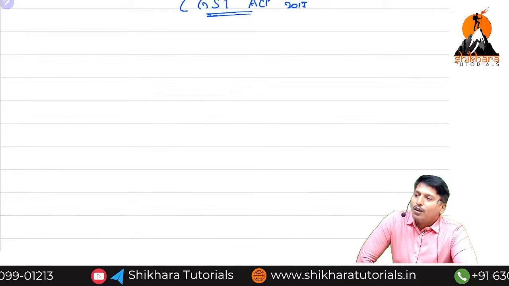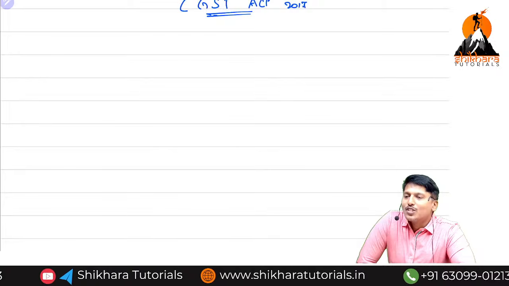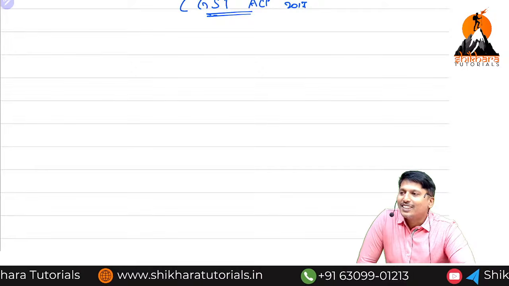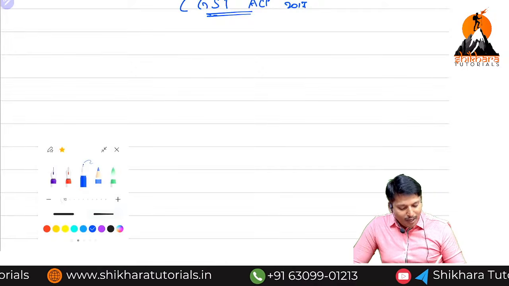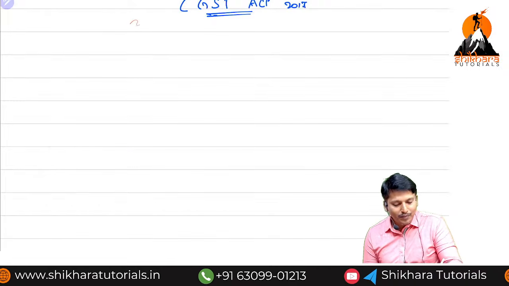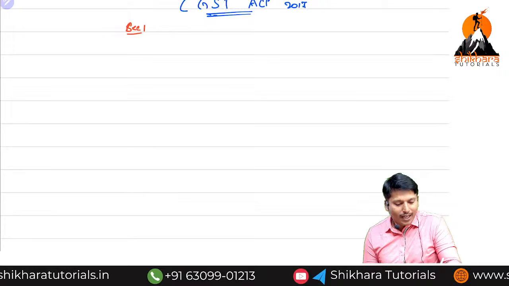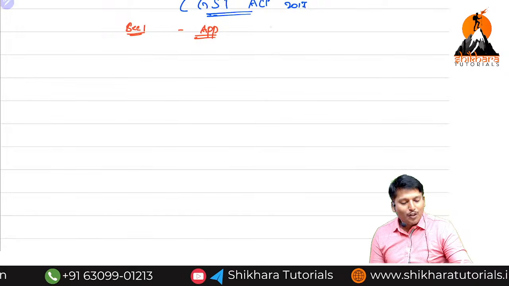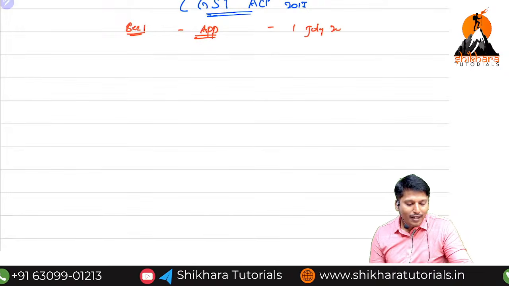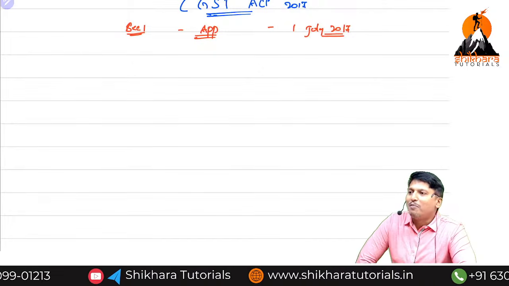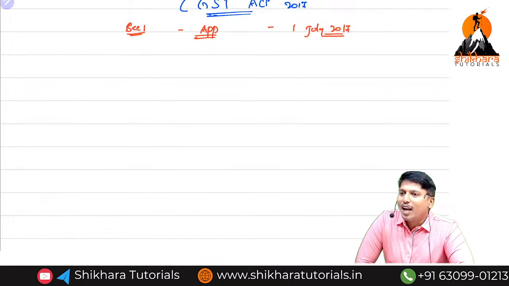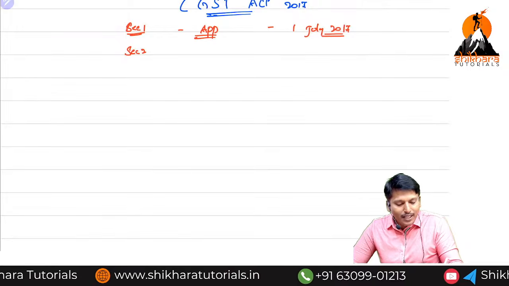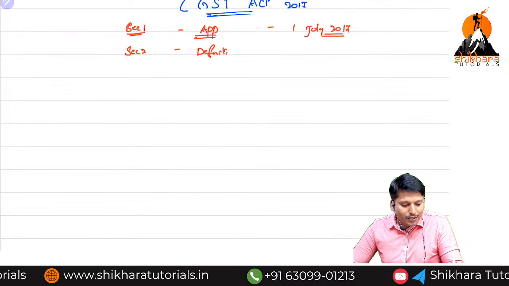So what act are we seeing now? CGST Act 2017. But the subject starts with which section? Section 7, supply. Then what about the first 6 sections? Section number 1 is applicability. It is applicable from 1st July 2017, and applicable to the whole of India. What is the applicability date? 1st July 2017. Now, section 2, definitions.